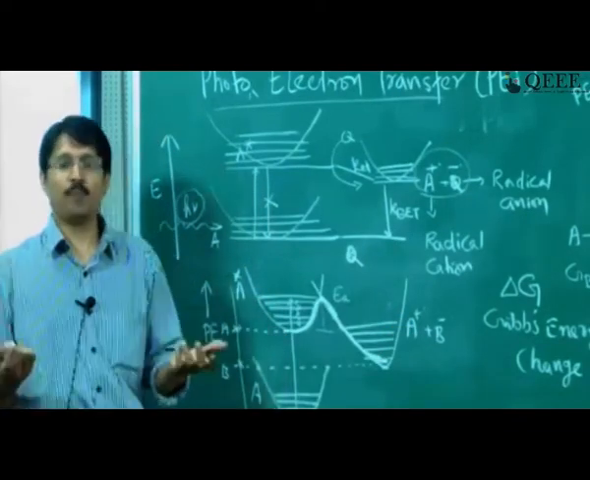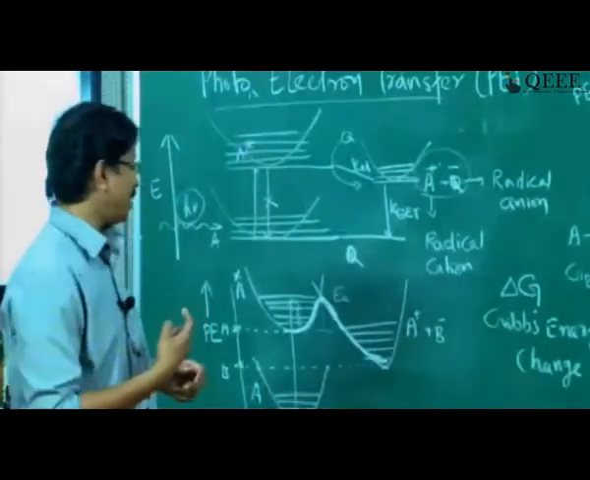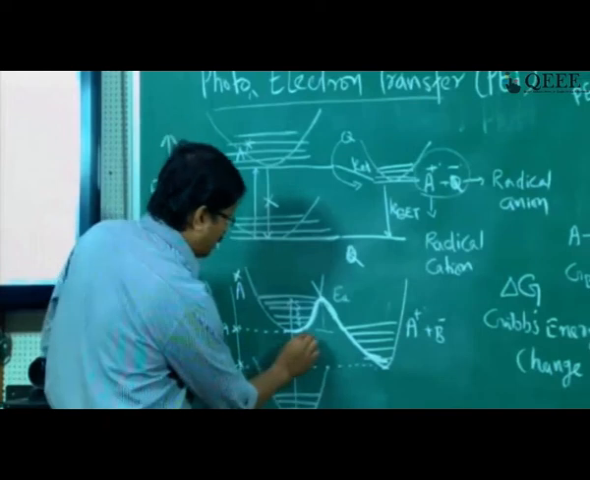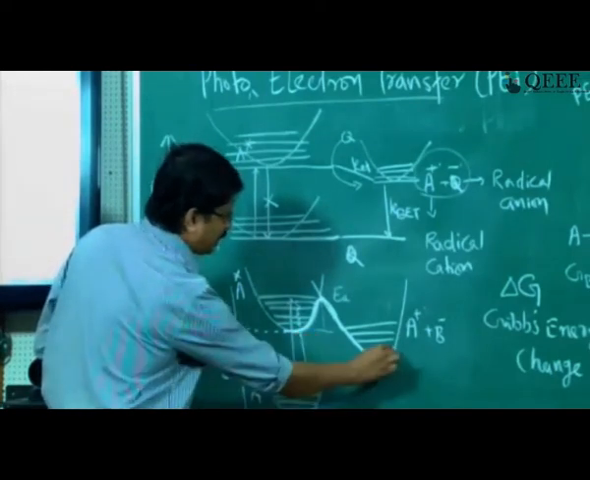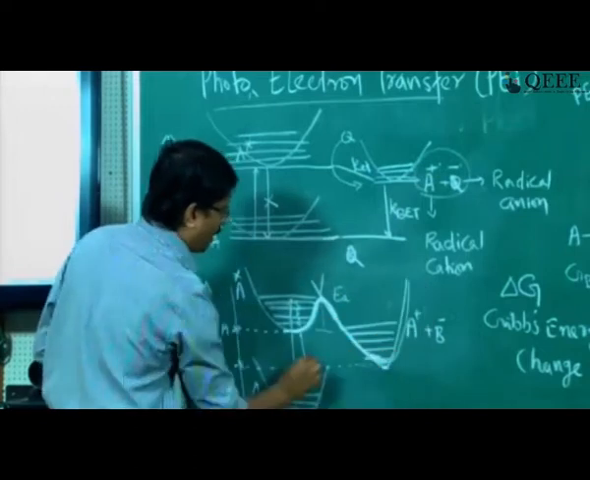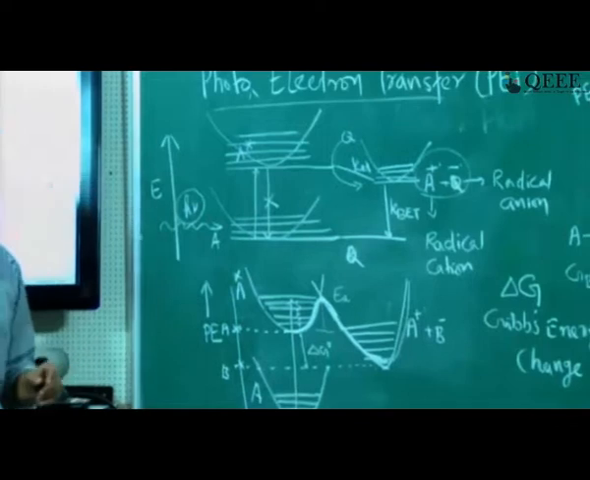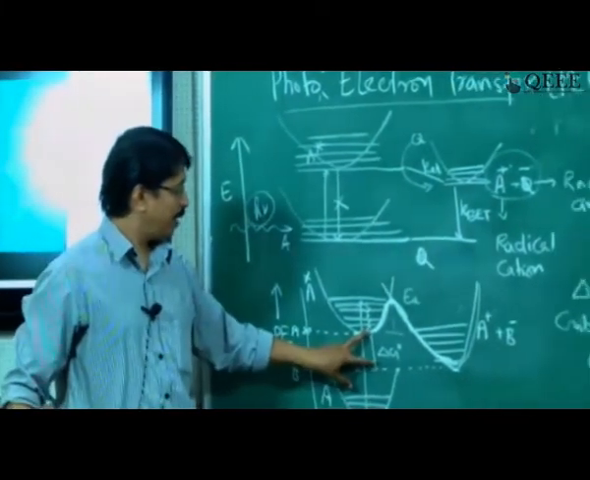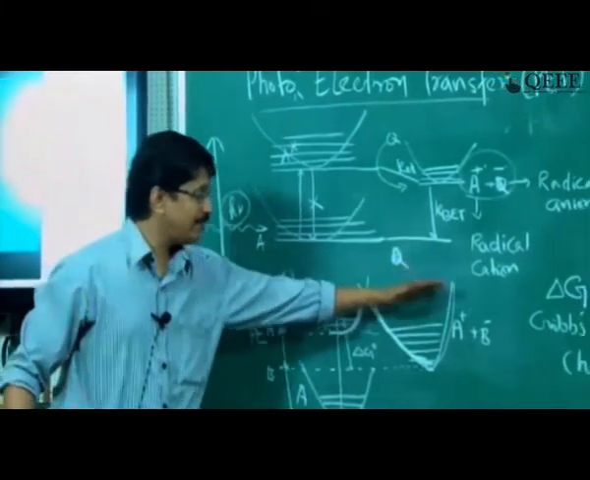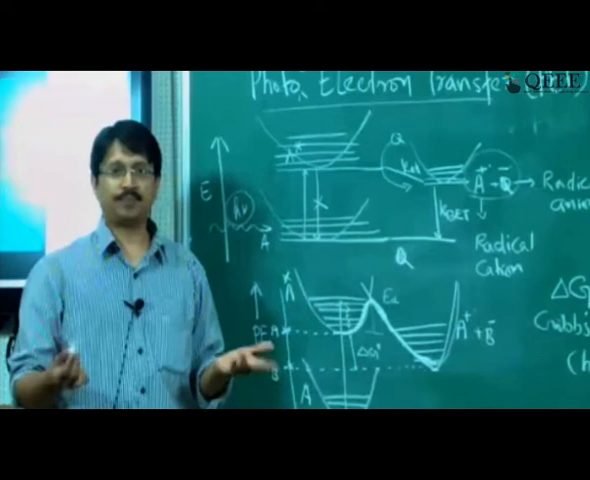That means it is feasible. It can spontaneously take place. So the difference between the starting point and the end point of this curve's bottom part represents delta G 0. So now delta G 0 is this one, and which obviously is negative. So as long as this curve is below this curve, delta G should be negative.